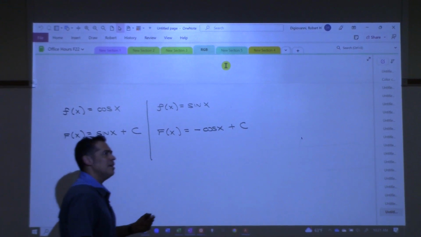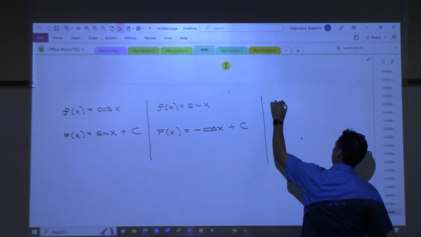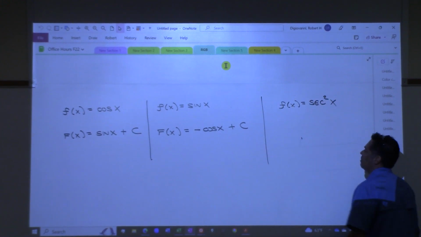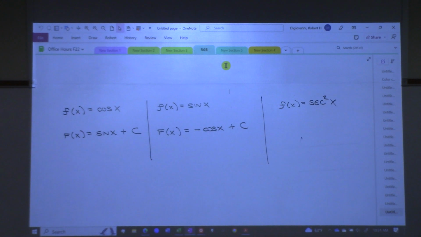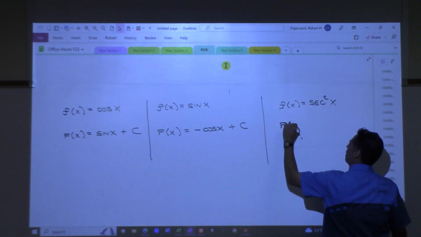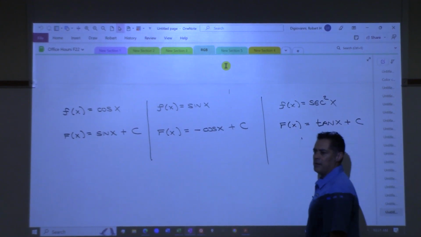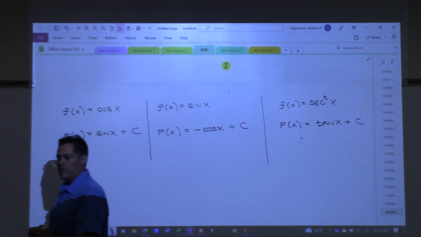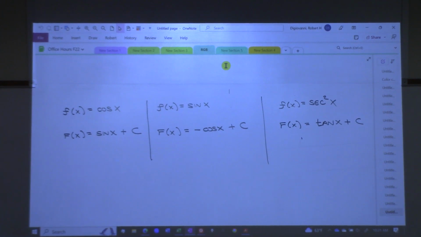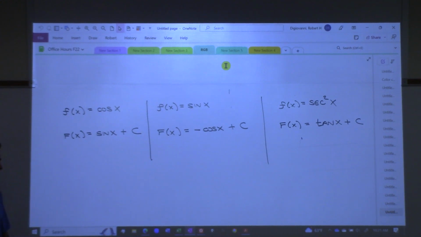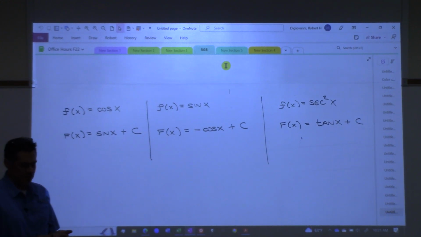Are there any other things that you should remember? This one you should remember. That's a special one. Tangent. The antiderivative of secant squared is tangent. Why? Because you know from Cal 1 that the derivative of tangent x is secant squared x. That's one of the ones you needed to remember, right? Now there's 3 others, but you don't need to worry about those right now, all right? All right, let's keep going.